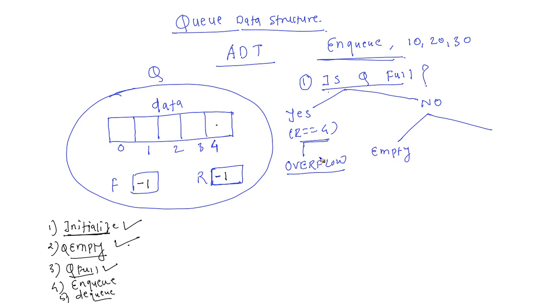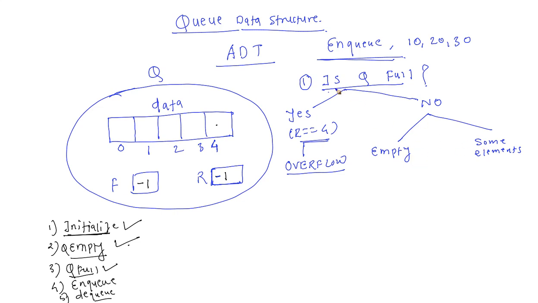The queue is empty, right? If the queue is not full, there are two options. The first is the queue is empty like this, and the second option is there are some elements inside the queue, but the queue is not full. There are some elements present inside the queue. So these two situations will be there.